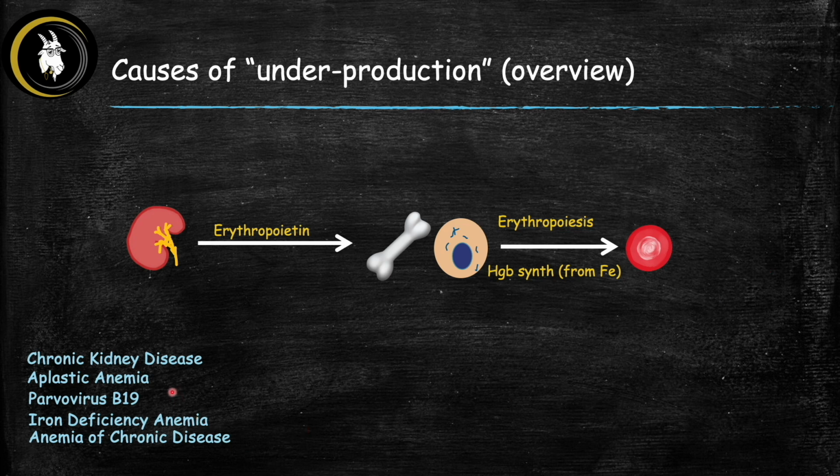Now, in each of our 5 causes that we're going to learn now, one of the steps in this process is disrupted, which is going to lead to decreased production of red blood cells. So I'll keep referring back to this simple sketch as we go through each condition.